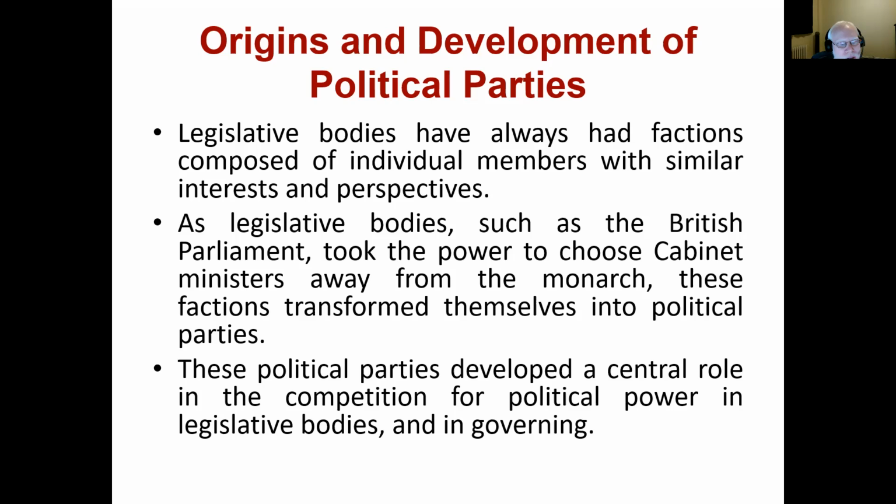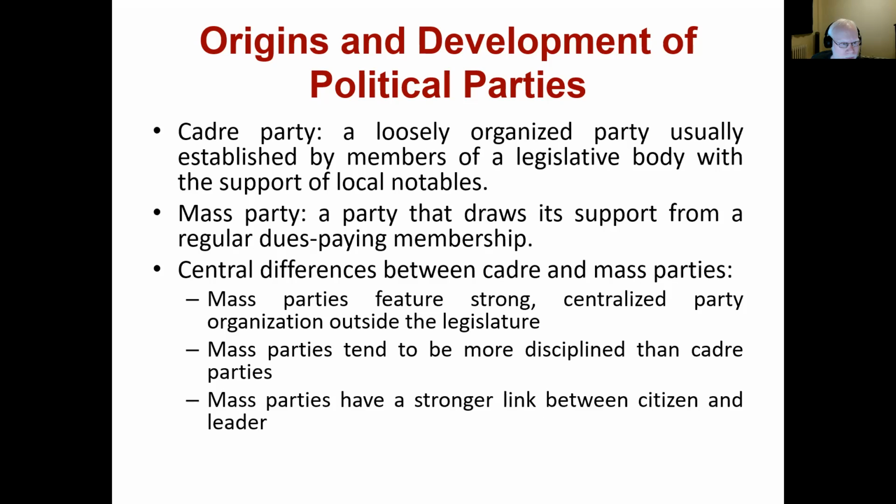These political parties developed a central role in the competition for political power in legislative bodies and in governing. So they play an important role in how we vote, in how we run legislative bodies, but also in the policies that are created. So in how governance actually works. If you want to understand the legislative side of governing and also the electoral side of governing, understanding how political parties operate is a necessary feature. In many countries, political parties are extremely strong and play an important role.